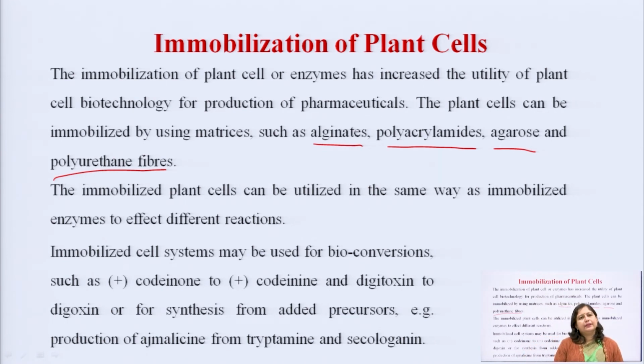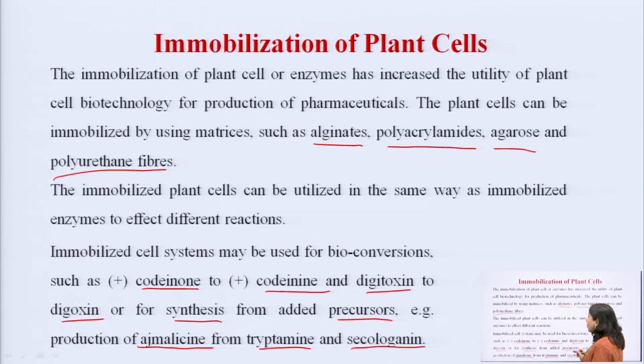Immobilized plant cell systems may be used for bioconversions, such as converting codenone to codenine, digitoxin to digoxin, or the synthesis of various precursors of different chemical constituents. We can also increase the production of ajmalicin from tryptamine and secologanin.